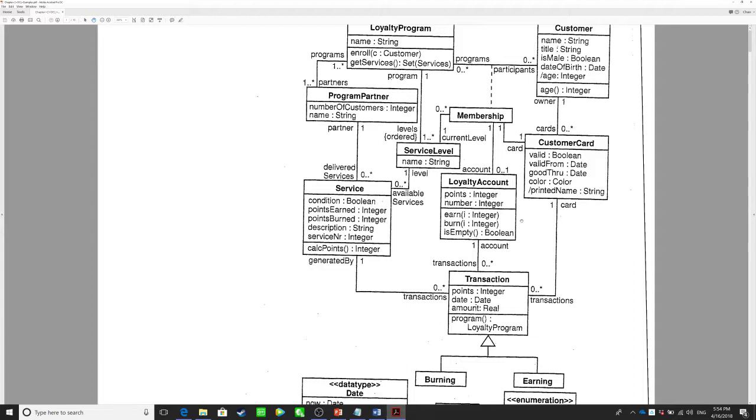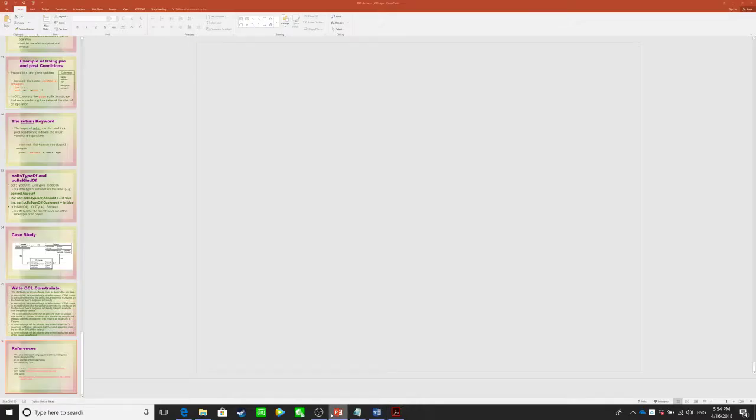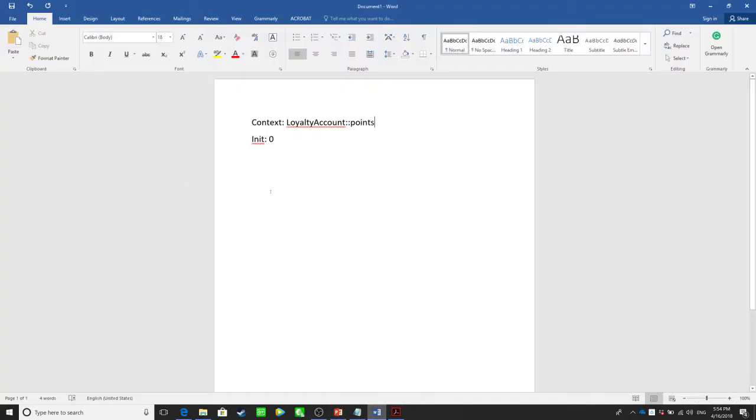Okay, let's go back here. For the loyalty account, we have a points attribute. We want to specify that to be 0. All right. So that's how we specify an initial value to these points. Remember, it's not inv anymore, it's init, the initial.